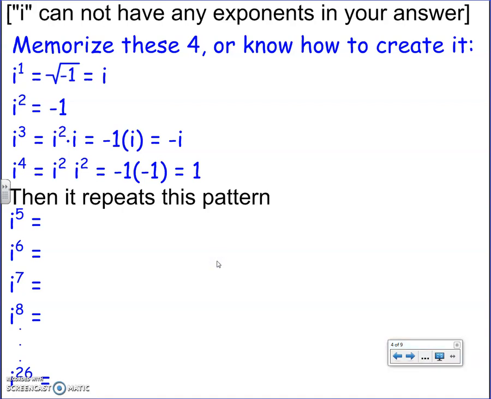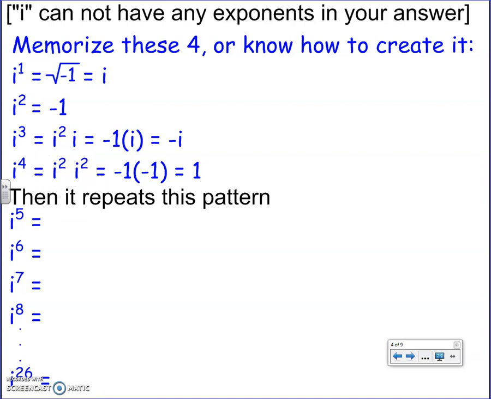If you see i cubed, use our exponent rules. i cubed is the same as i squared times i. Well, we know i squared equals -1. So I'm going to replace i squared with -1. So -1 times i is just -i. So i cubed always turns into -i. Then for the last one, i to the 4th power, well, i to the 4th is the same as i squared times i squared. We know this is -1, this is -1. So -1 times -1 is +1.